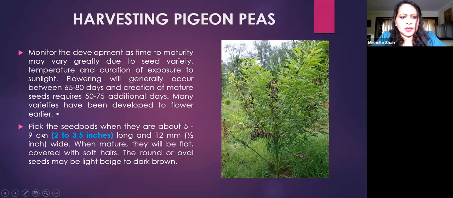We pick seed pods when they are about 2 to 3.5 inches in length and 1.5 inch wide. And when mature, they will be flat, covered with soft hairs, and the round and oval seeds may be light beige to dark brown.